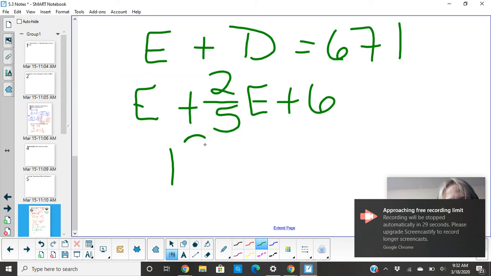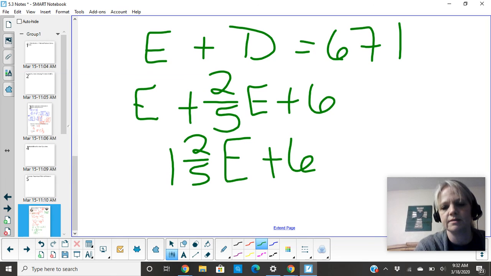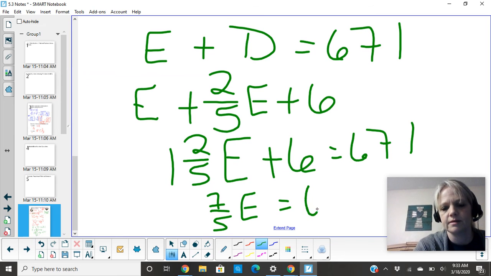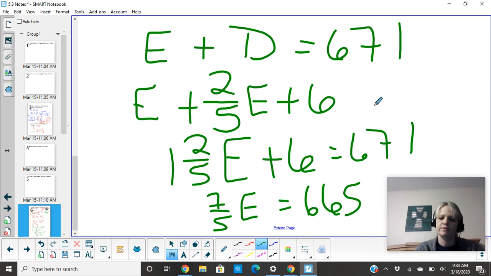So this is going to be 1 and 2/5 times Aaron's plus 6 equals 671. This is the same thing as 7/5 Aaron's. Subtract 6 equals 665. And then you would divide both sides by 7/5, and that would give you the answer.